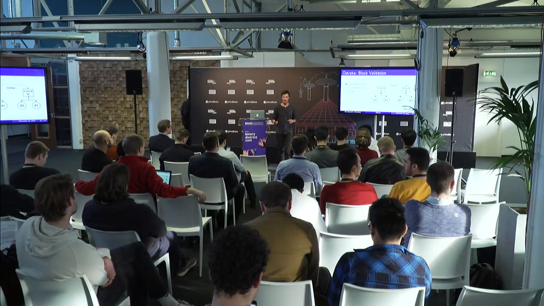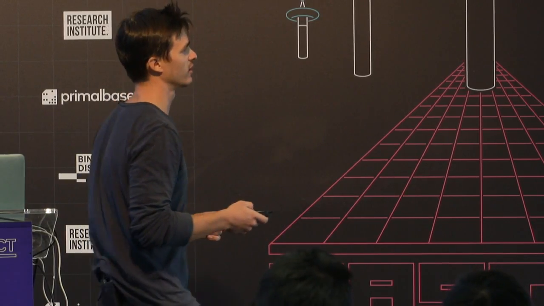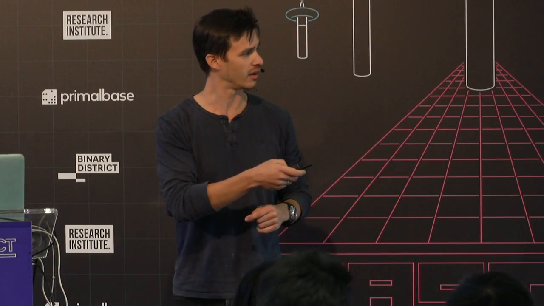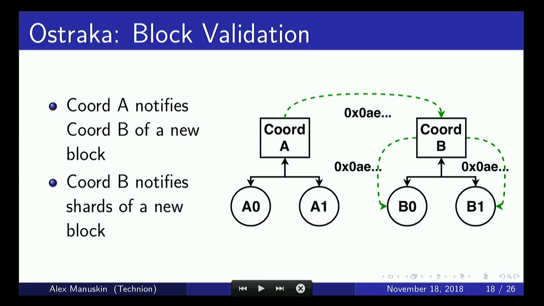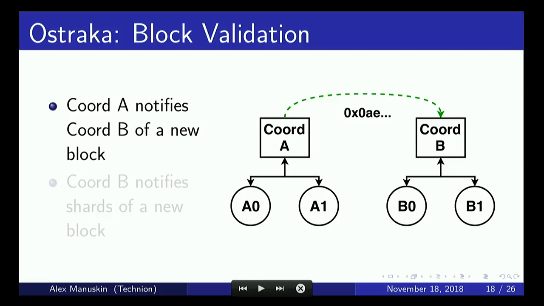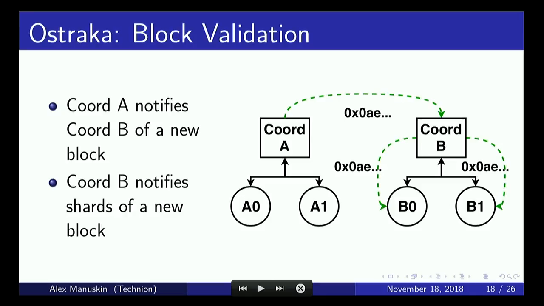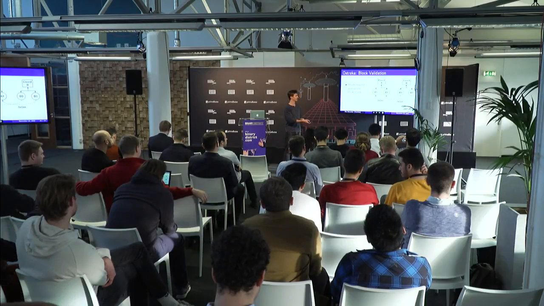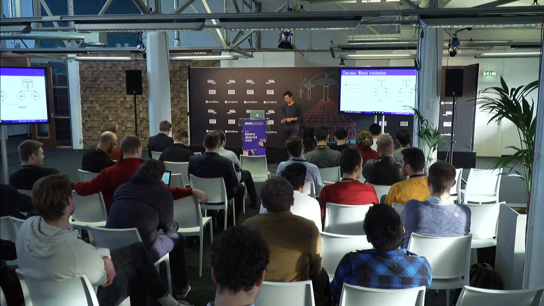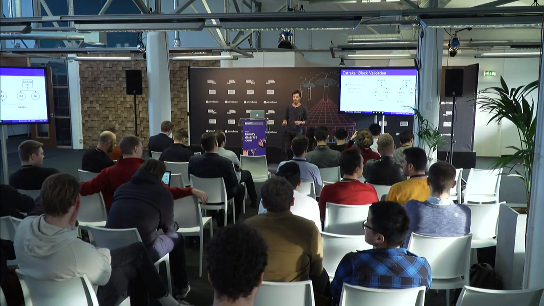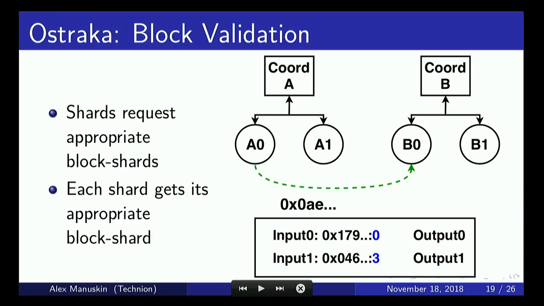Great. Okay, so we were at how does a block propagate in this network. Node A has just found out about a new block and wants to propagate it to node B. Coordinator A informs coordinator B that a new block has been found. Coordinator B informs his shards that a new block has been found. And now each one of the shards from node B contacts its appropriate shard from node A and requests the block shard that are relevant for this block. Each one of the shards from node A sends the appropriate block shard to node B, and now we'll look at how node B begins to process and validate these transactions.